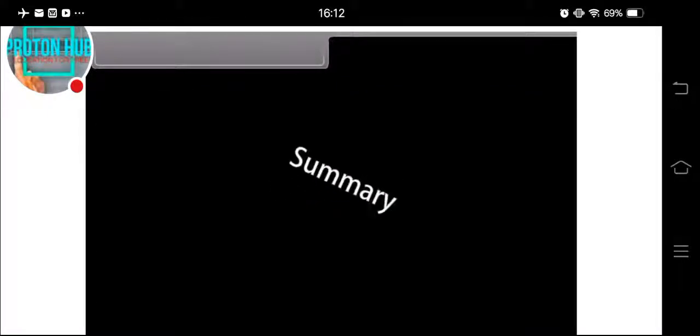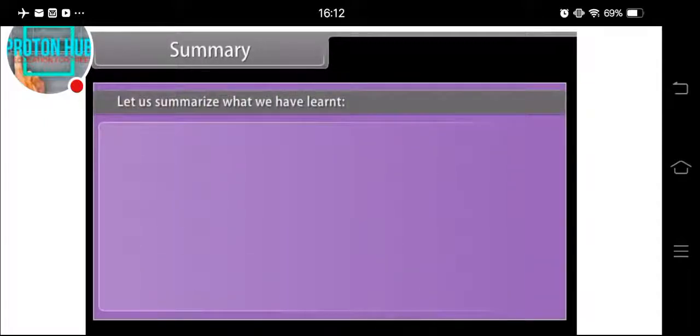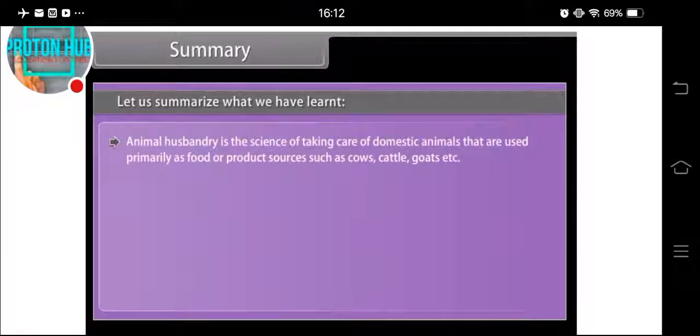Summary. Let us summarize what we have learned. Animal husbandry is the science of taking care of domestic animals that are used primarily as food or product sources such as cows, cattle, goats, etc.